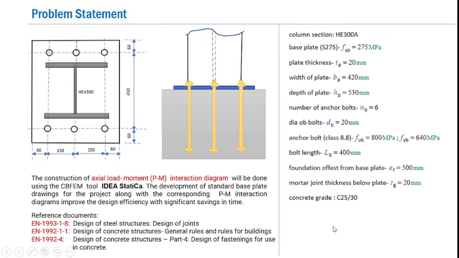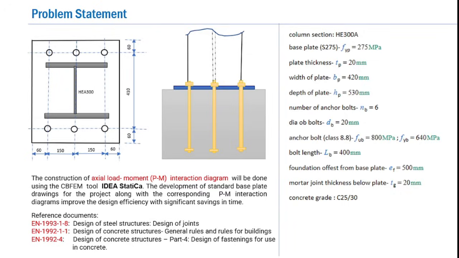For this presentation, essentially we have used 3 documents. The first one is EN 1993-1-8, it's the Eurocode 3, EC3, that is design of steel structures, design of joints. The other one is EC2, that's EN 1992-1-1, design of concrete structures, general rules and rules for buildings. And the third one, and it's also the most important one, is EN 1992-4, that's the design of concrete structures, part 4, design of fastenings for use in concrete.